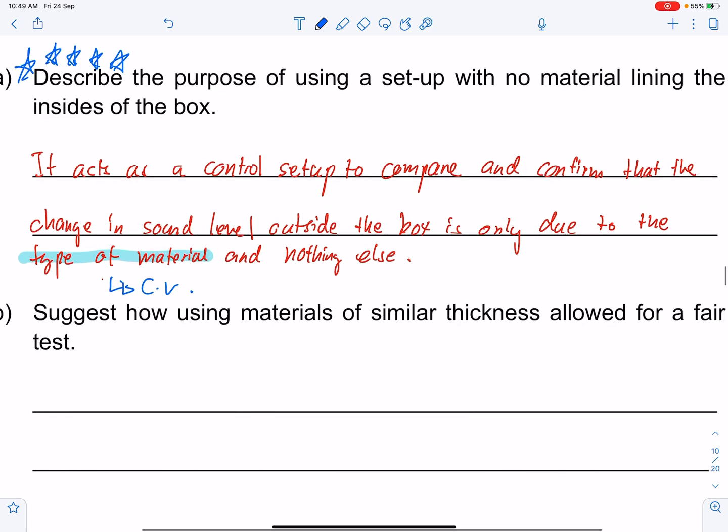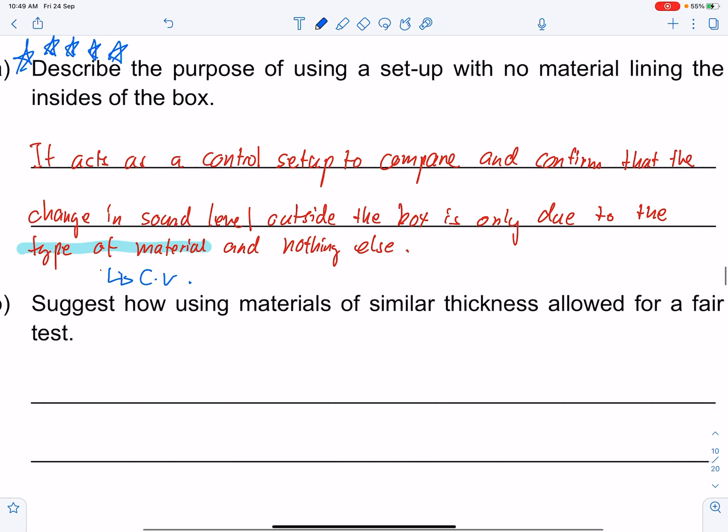Next, suggest how using materials of similar thickness allowed for a fair test. So this one, fair test. Okay, now, whenever they tell you something specific, suggest how using materials of similar thickness. Okay, they are asking you specifically about thickness over here.